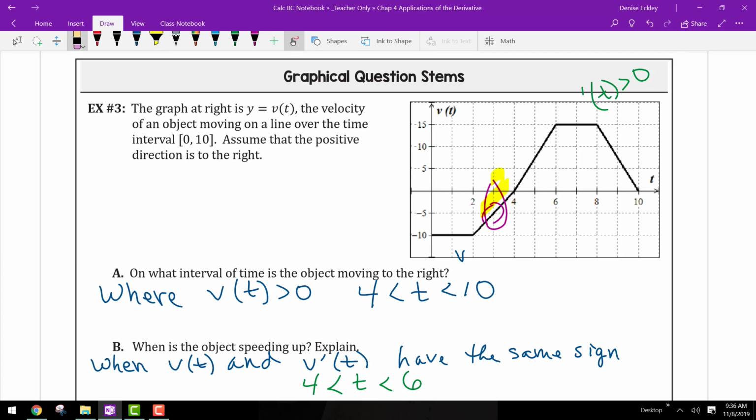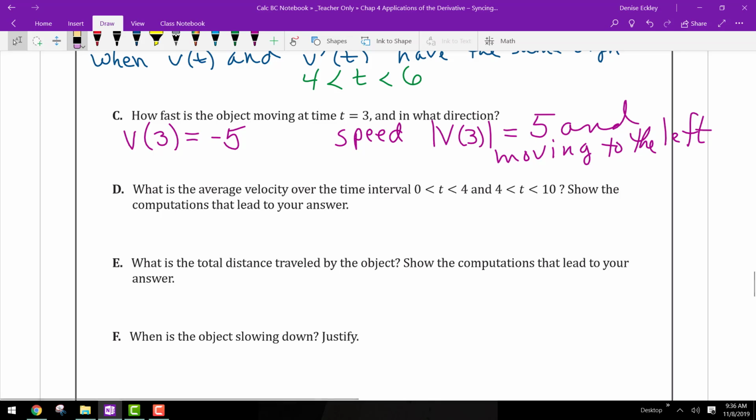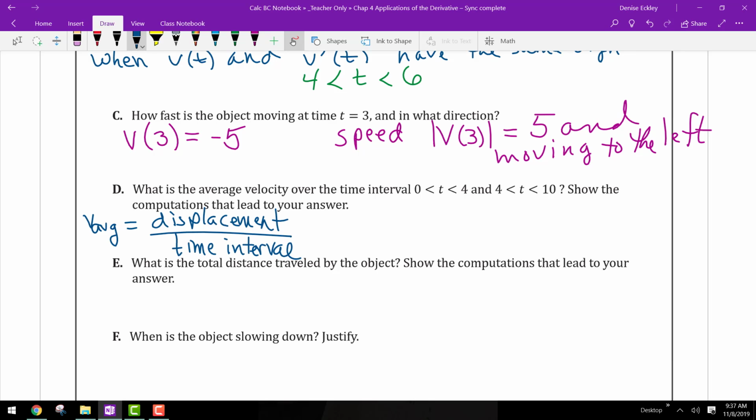So what we're going to have to do is find the area under the curve and then divide it by the time interval. So that's what I'm going to write down. So how we find the answer, we are going to take the displacement, so the average velocity is going to equal the displacement divided by the time interval. And this displacement is the area under the curve.